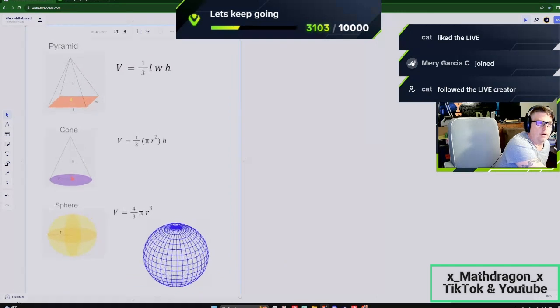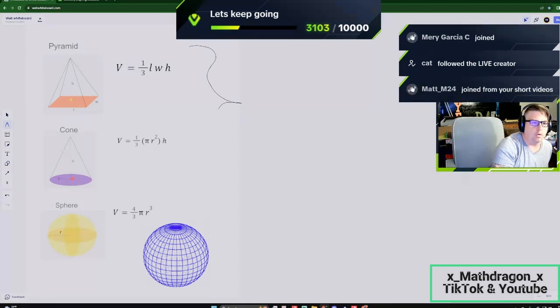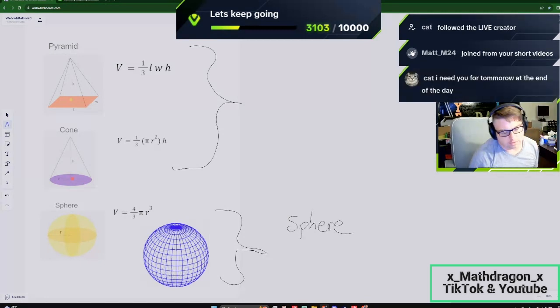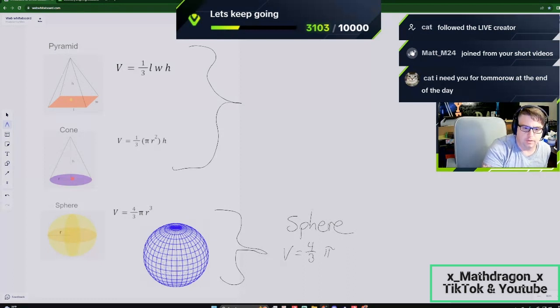All right, so there are 3 types of situations. 2 of them get funneled into one category, okay? The other one is on an island all by itself. The sphere is on an island all by itself. And I wish I had something to be like, oh, this is so easy to remember. It really isn't.